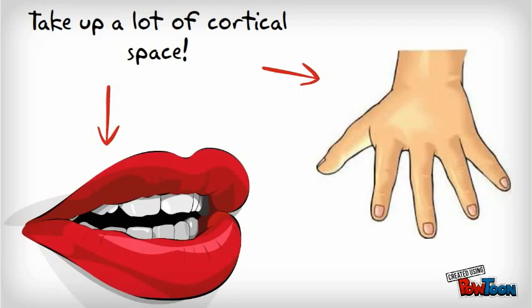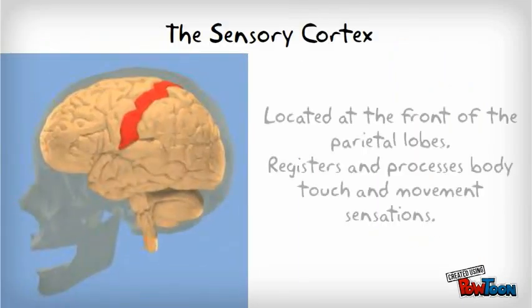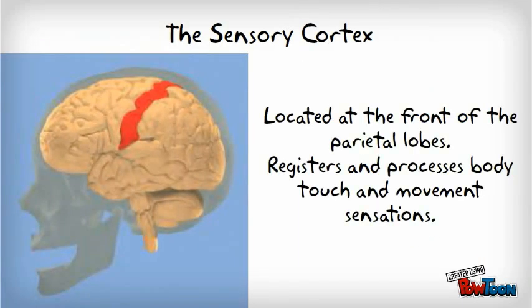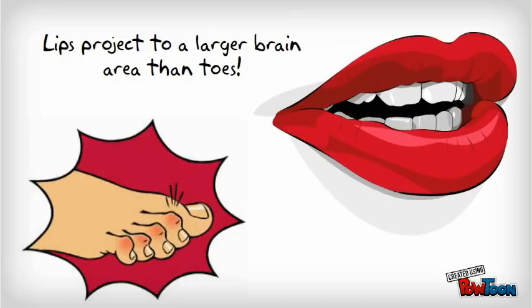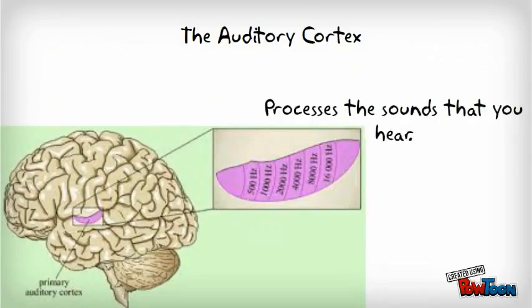cortical space. The sensory cortex is located at the front of the parietal lobes and registers and processes body touch and movement sensations. The more sensitive the body region, the larger the sensory cortex area devoted to it. For example, your lips project to a larger brain area than your toes. And the auditory cortex area in your temporal lobes processes the sounds that you hear.